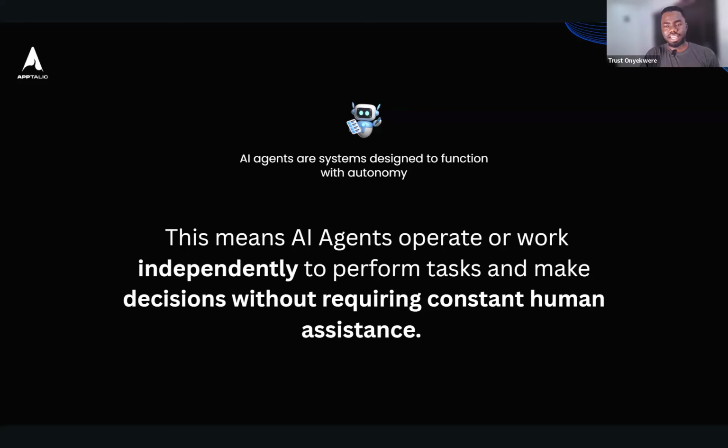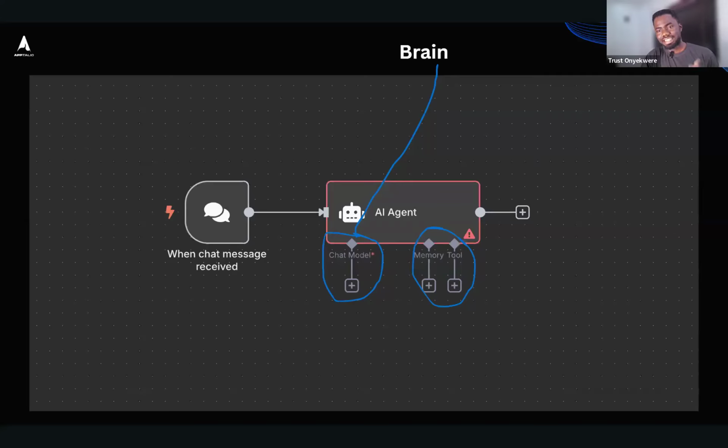Now, for AI agents to function, there are basically 3 components that make up an AI agent. This panel diagram is a flow from N8N, which is a tool for building AI agents. AI agents are made up of 3 different components. One is a brain, second is a memory, and third is a tool.